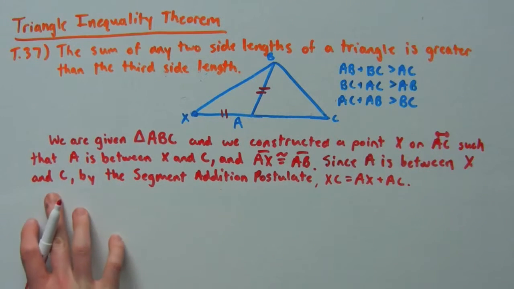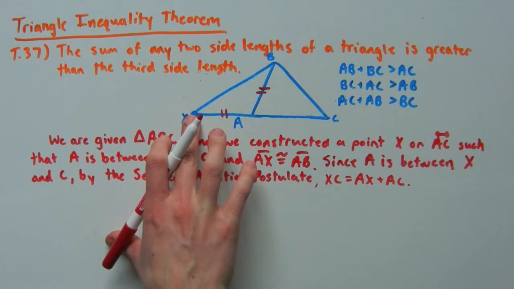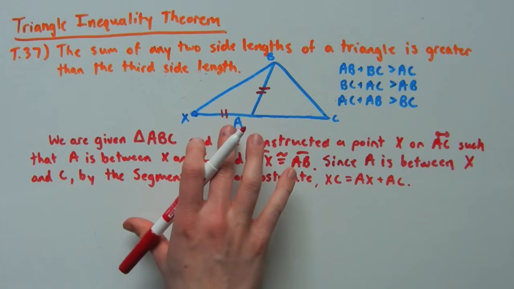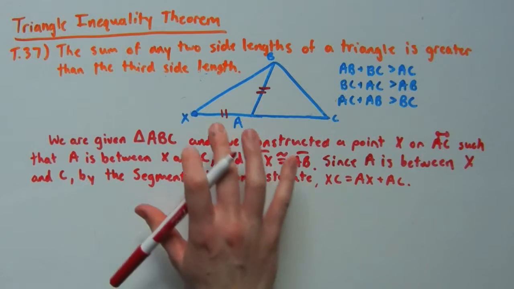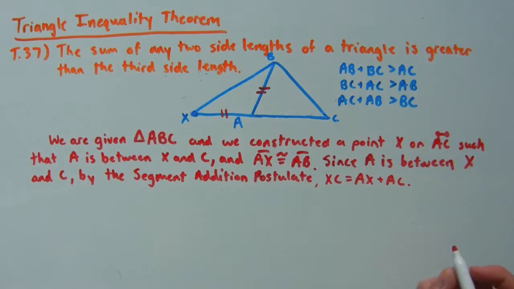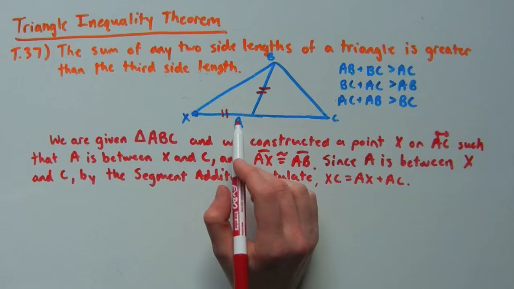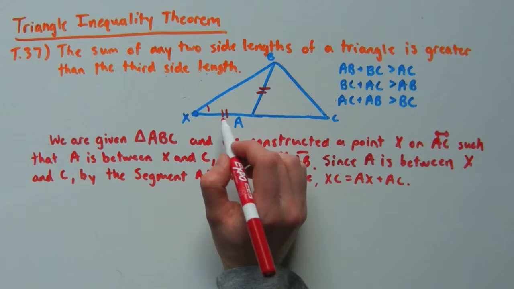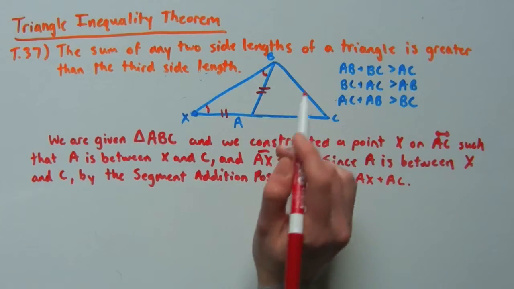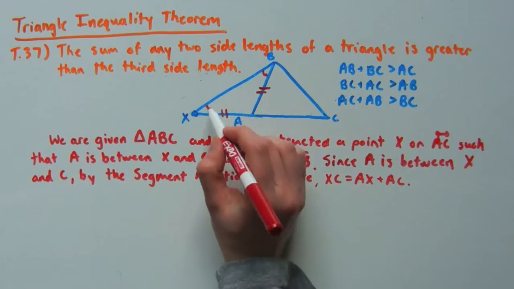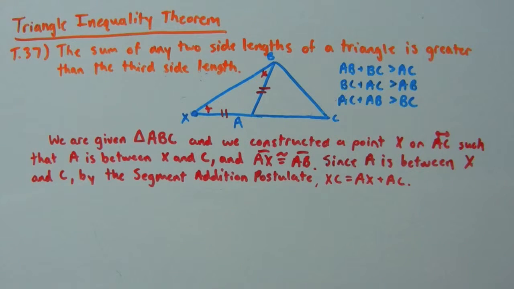Since A is between X and C, we can say that by the segment addition postulate, this length XC is going to be equal to the length AX plus AC. Now let's look at the fact that triangle ABX is an isosceles triangle. Since it's an isosceles triangle, we can say that this angle X is going to be congruent to this angle ABX. And that's by the definition of an isosceles triangle. The sides that are congruent, the opposite angles, are also congruent.